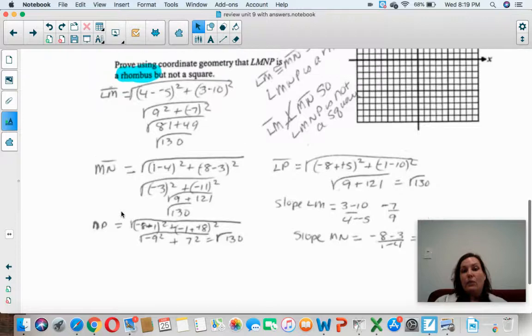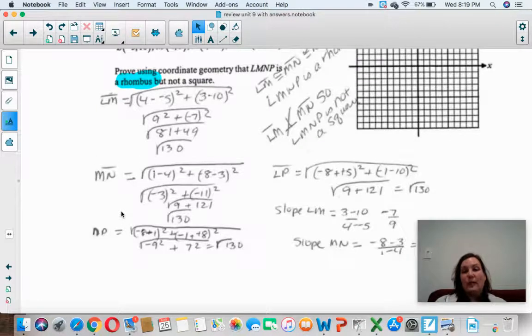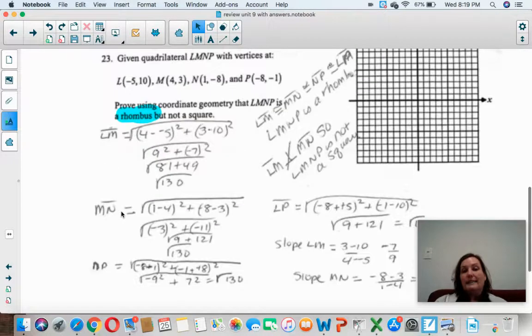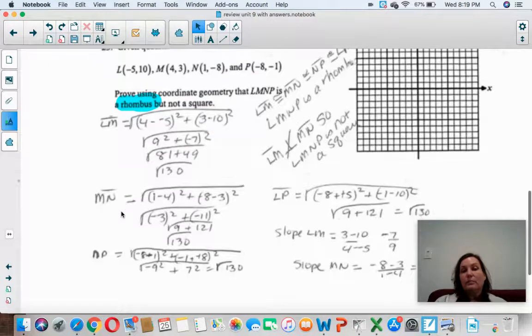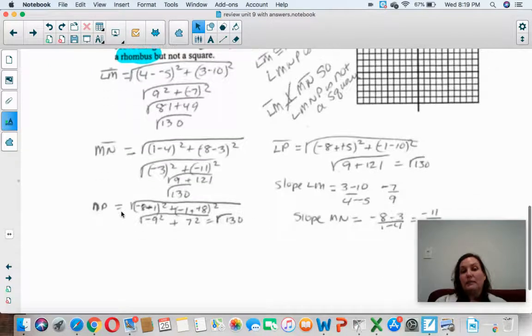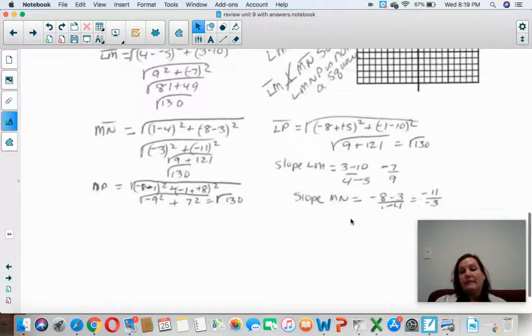And then they want you to prove that it's not a square. If it's a square, sides that are next to each other would have slopes that are negative reciprocals. So I just found the slope of two lines that were next to each other. I found the slope of LM, y2 minus y1 over x2 minus x1, and I got negative 7/9. And then I find the slope of MN, and that was negative 11 over negative 3. These are not negative reciprocals.